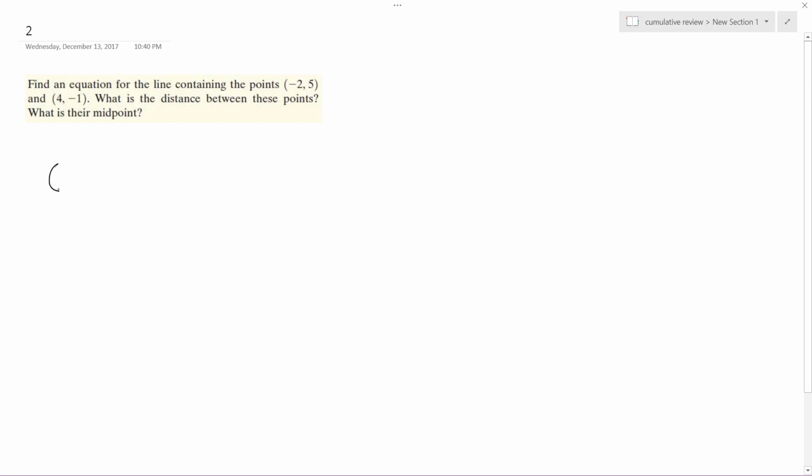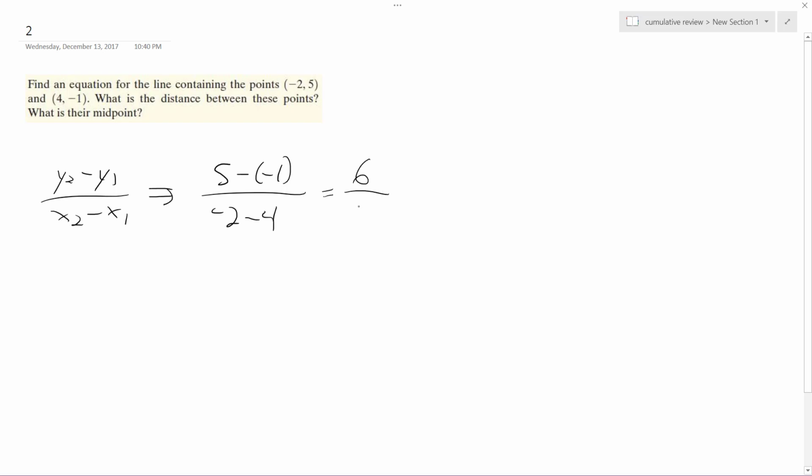So it's going to be essentially y2 minus y1 over x2 minus x1. What I'll end up with here, I can just pick any of the 2 points, so I'll just do 5 minus -1 over 4. Oops, that's not right. Over -2 minus 4. So I end up with 6, because it's 5 minus a negative, which is just plus, over -6. So I get -1.